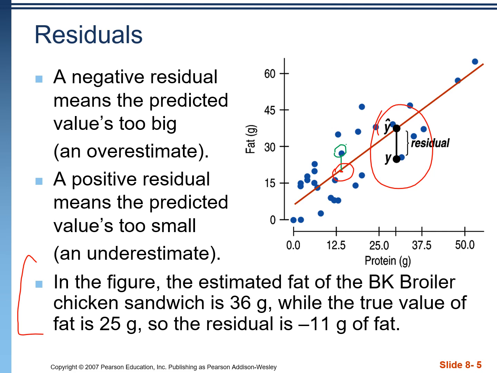Okay. Here is what they're talking about in this one on the bottom. So it says the estimated fat of the Burger King broiler chicken sandwich is 36 grams. Estimated, that's the predicted value. That's that y hat. The actual value of the fat is 25 grams. It's always actual minus expected, so we're doing 25 minus 36. We get a negative 11 for the residual.